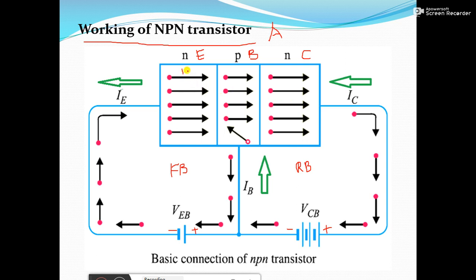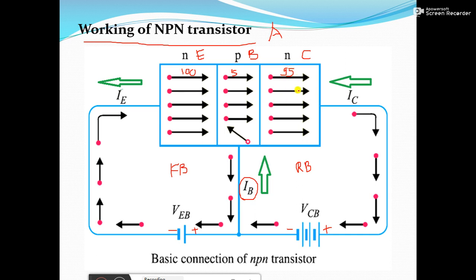So let's say if you consider 100% of the electrons that are emitted from the emitter, only 5% will be combined at the base, and a few electrons are attracted towards the positive terminal of the battery here. Since electrons will move in this fashion, it constitutes one more current, that is the IB current, a very small current. The rest, 95%, will be collected at the collector terminal.